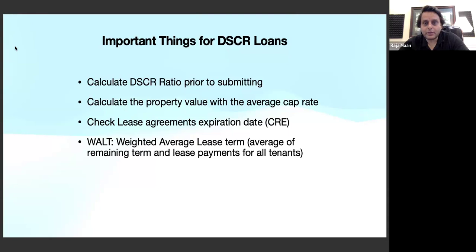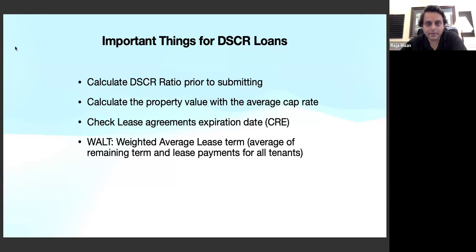Calculate the property value with the average cap rate. This is not our job as a commercial loan officer or lender. That is basically up to the appraisal, but we still need to see if the property value makes sense. If somebody says my property value is $5 million and they want a certain LTV, we don't want to just submit the deal based on what they say. We need to see the NOI and the average cap rate in the area, and then we can see if it makes sense or not.